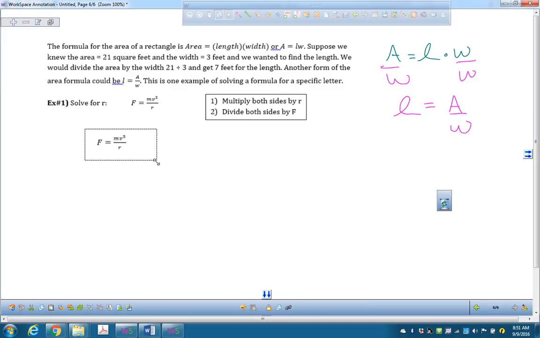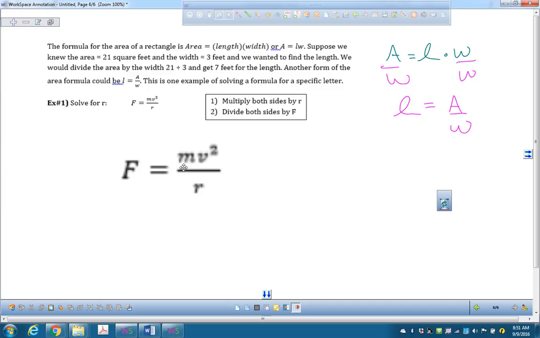A lot of these are from science. I'm not sure what that is. Force, maybe, is equal to mass times velocity squared divided by the radius, something to do with physics. The radius of what? I don't know. I don't know what that is, but it's a formula from science. But say I wanted to get R by itself. How do I get R by itself?